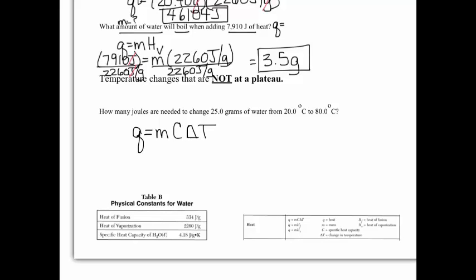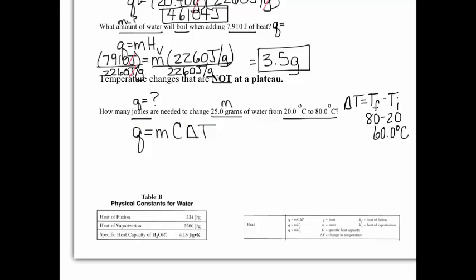Now reading our question here, we have 25 grams, that's M. They want to know the joules, which is Q. And the temperature change is going from 20 to 80 degrees Celsius. Whenever we do delta T or delta anything, it's the final temperature minus the initial temperature, which in this case would make that 80 minus 20, or 60 degrees Celsius. So our delta T is 60 degrees. So we have M, we have delta T, we're looking for Q.